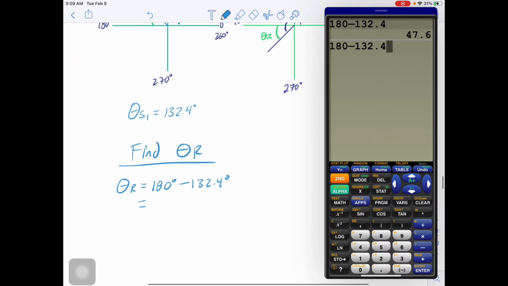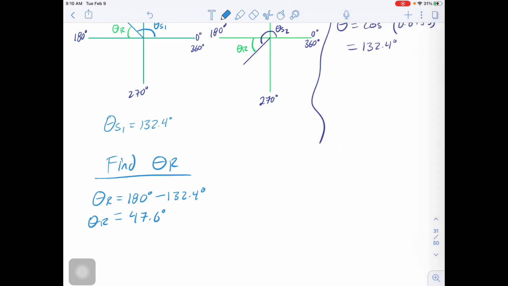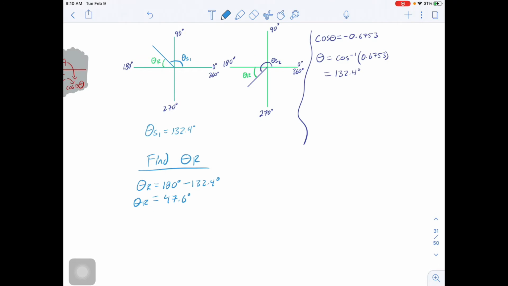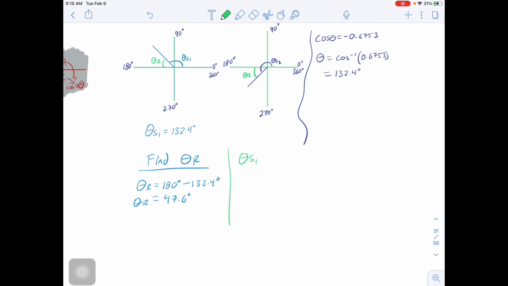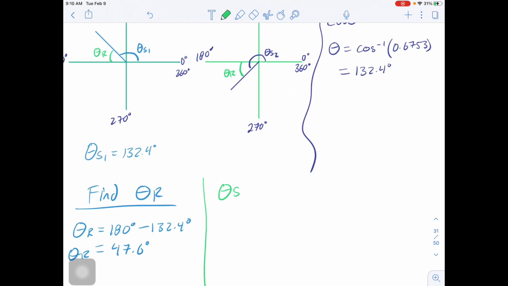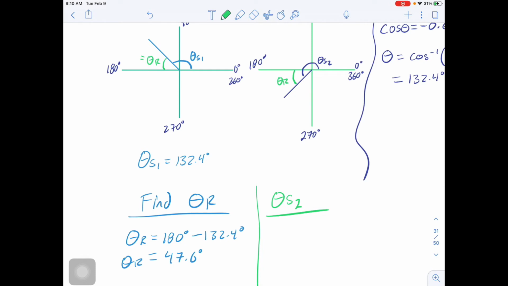So that's 47.6 degrees. Now, we have the ability to determine our second reference angle. So standard angle 2. Standard angle 2 can be found because now we know this reference angle. Again, they share it. This is 47.6 degrees. This is 47.6 degrees.